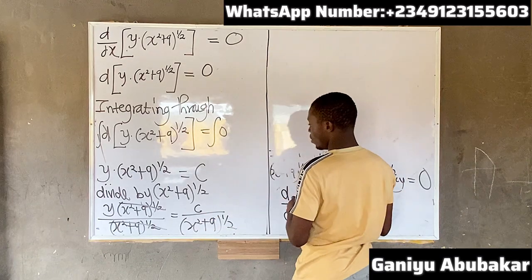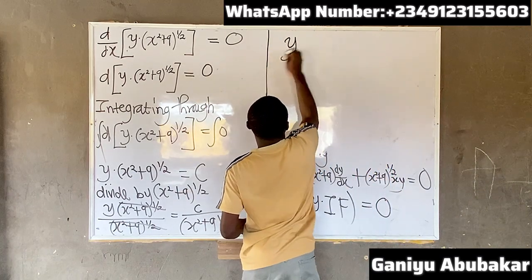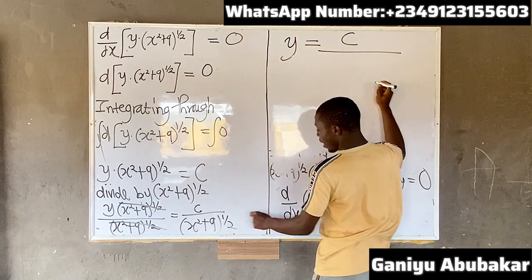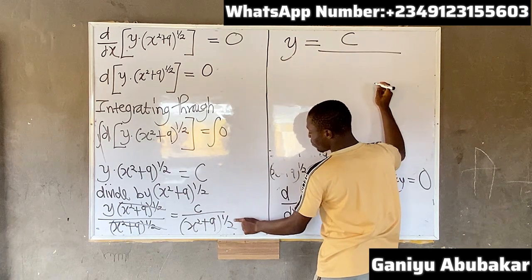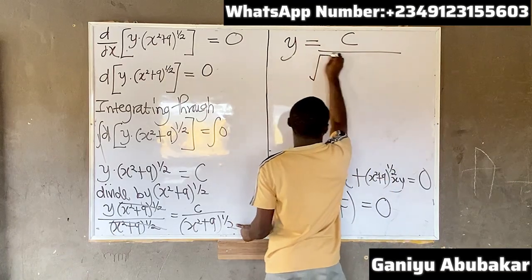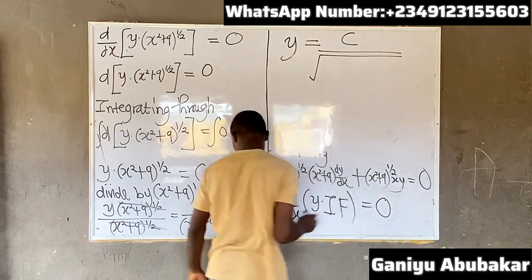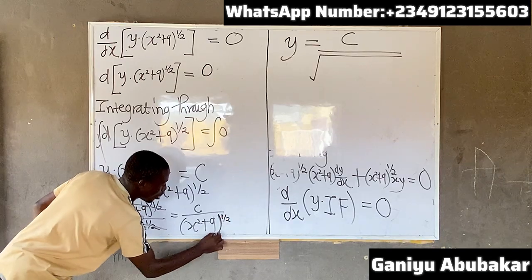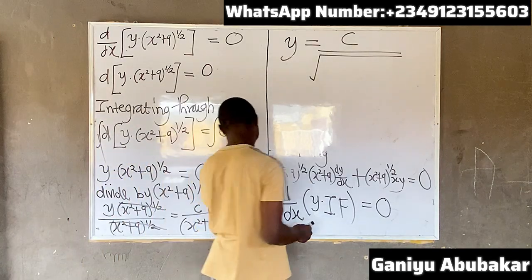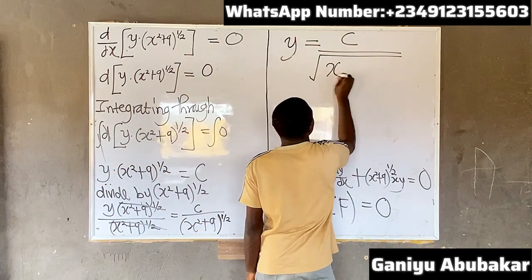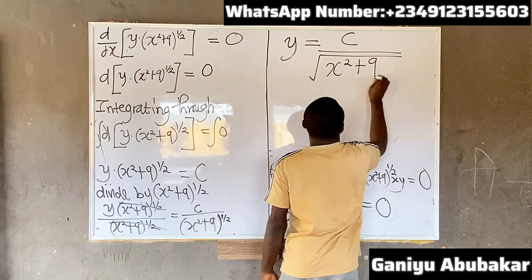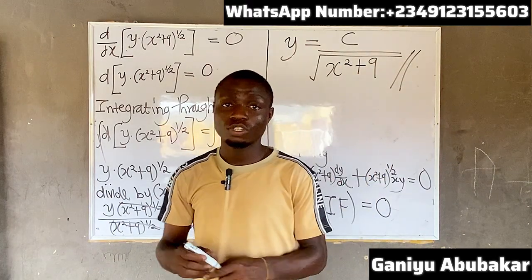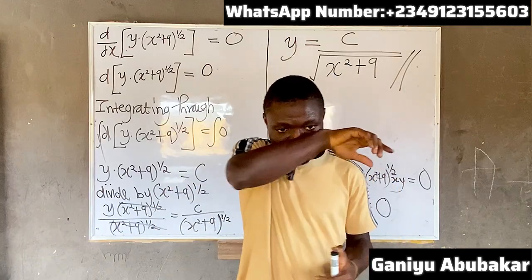From here, y will be equal to C all over, to the power half. Power half gives you a square root, because it's the power of half, 1 over 2, above the stuff there. And that's the root. That gives you the square root of (x squared plus 9). This is the answer to this particular question.